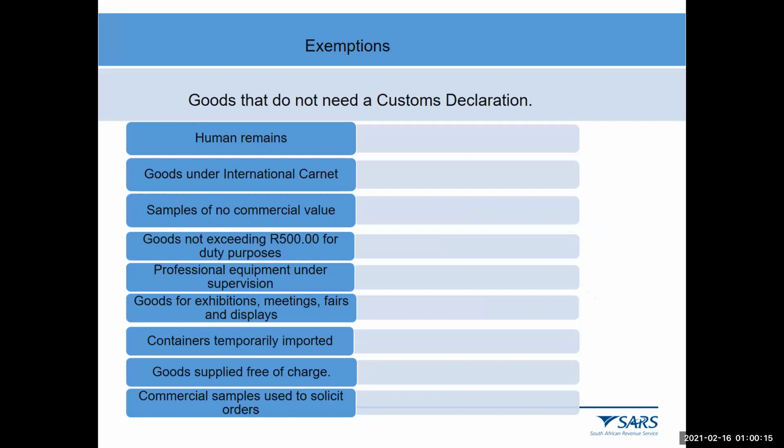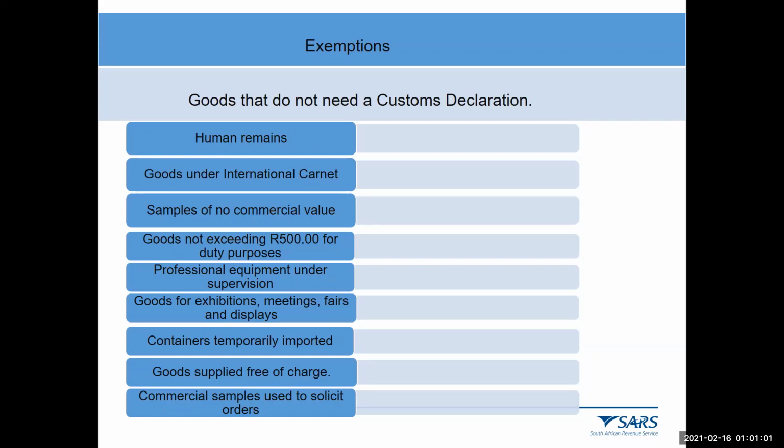There are also exemptions. There are goods that do not need a customs declaration. For example, you can come to our ports or leave our country without necessarily making a declaration. Examples of these exemptions are human remains and goods under an international carnet. So you just get the carnet, which is a form for you to pass any of our ports of entry without going through the process that I've highlighted above. There are also tourists or travelers who are just coming with samples. They want to start a business and so on, and you are carrying something of no commercial value. Then we are saying, look, you can come through without necessarily making a declaration.